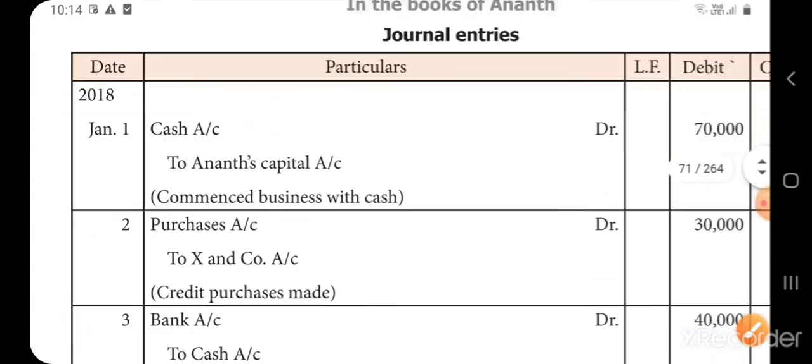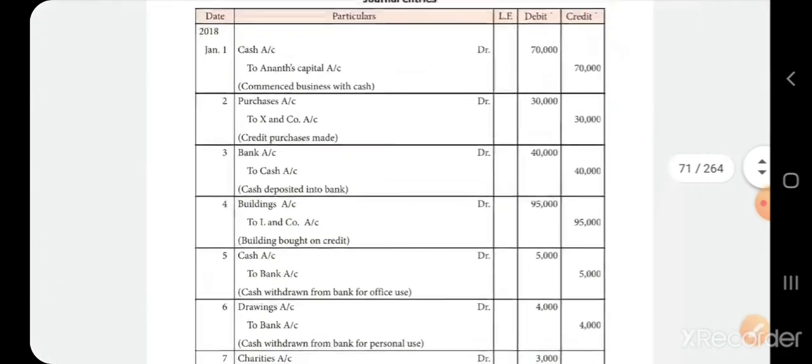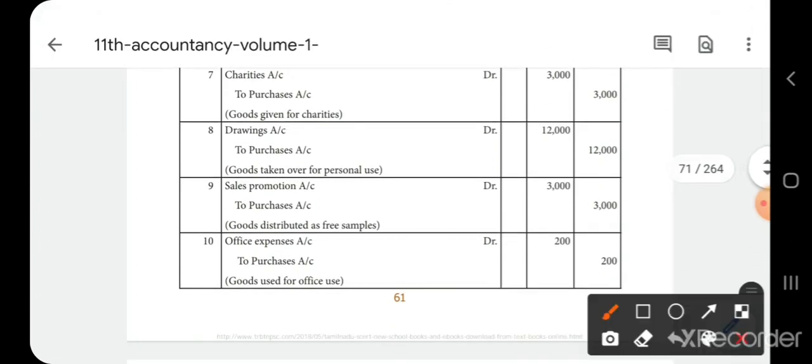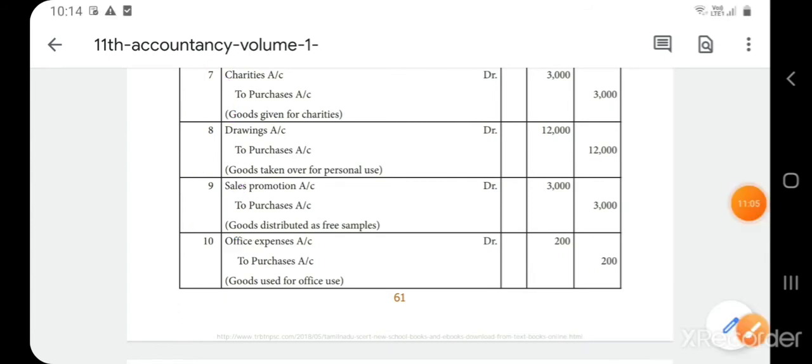Now work out this problem neatly in your classwork. This is very important because these entries, drawings, sales promotion, the last four entries, are very important.